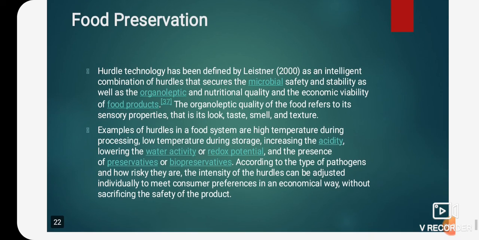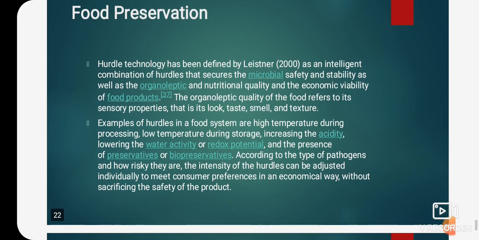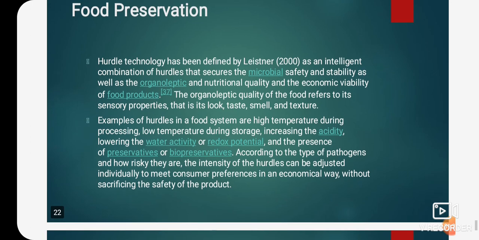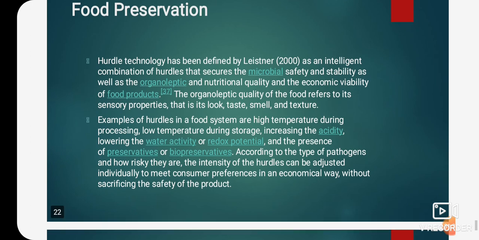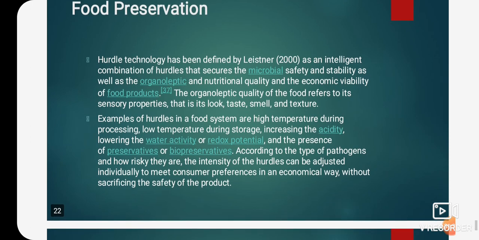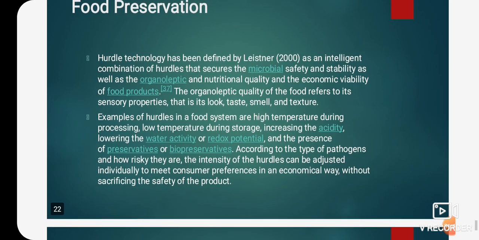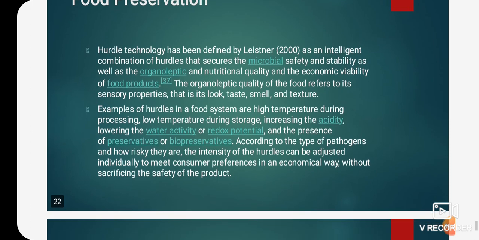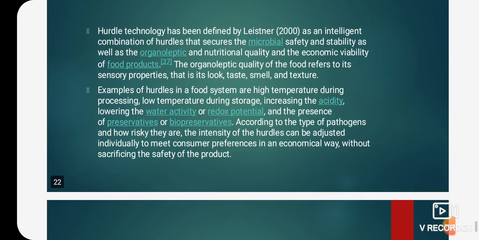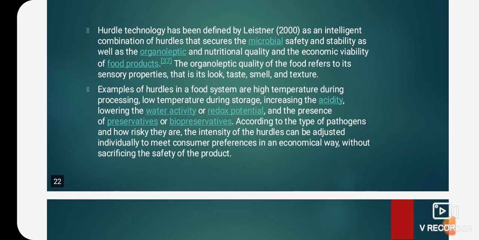Examples of hurdles in a food system are high temperature during processing, low temperature during storage, increasing the acidity, lowering the water activity or redox potential, and the presence of preservatives or biopreservatives according to the type of pathogens and how risky they are. The intensity of the hurdles can be adjusted individually to meet consumer preferences in an economical way without sacrificing the safety of the products.